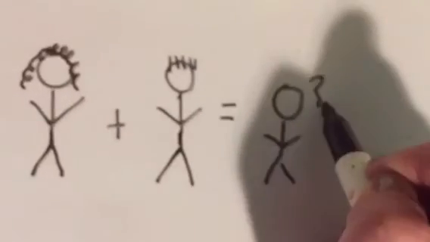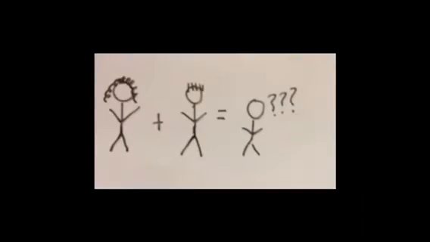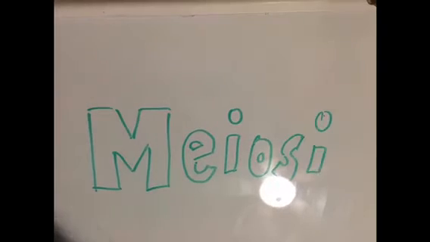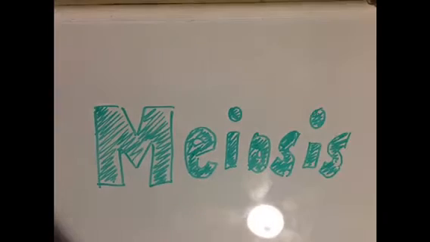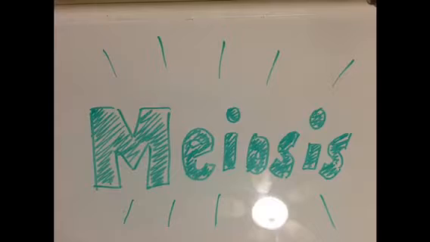How are the traits we carry passed down to our children? Through the process of meiosis, which is how sex cells or gametes are made. So how does this happen?